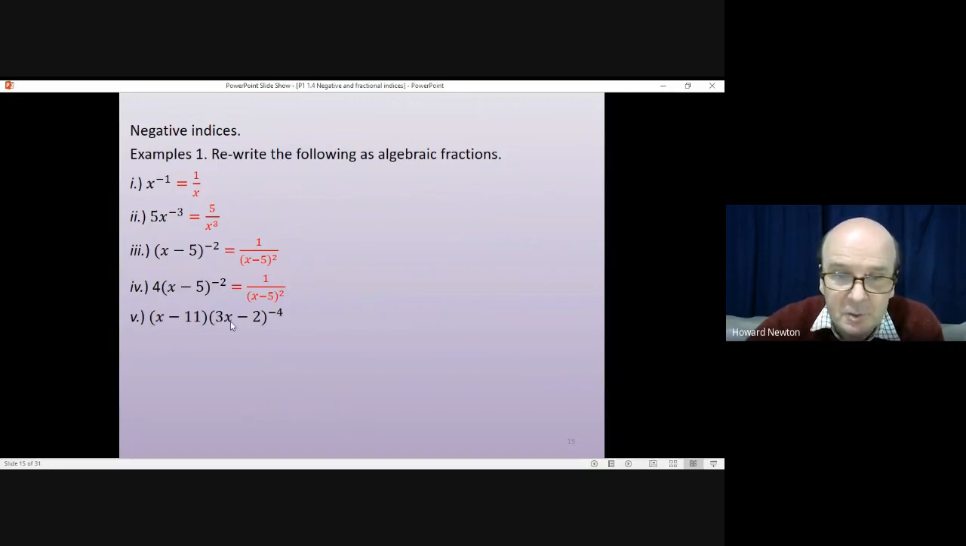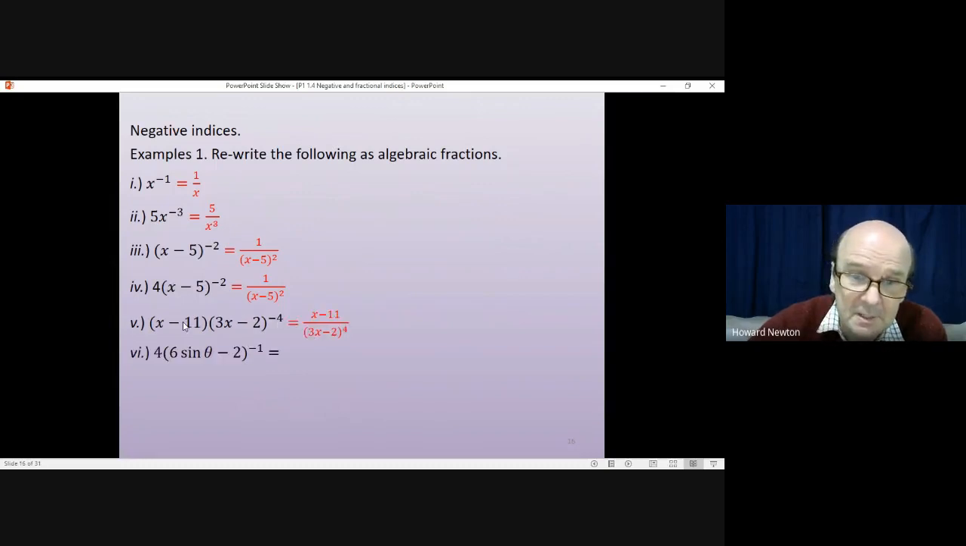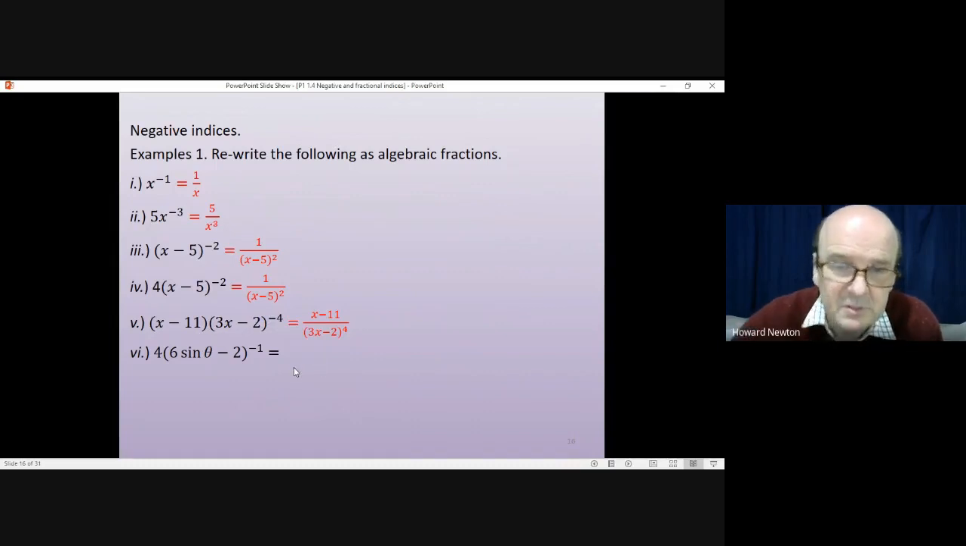Question 5, you've got 2 brackets. The second bracket has minus 4 applied to it. The first bracket has nothing applied to it. So the first bracket will just stay on top. It's the second bracket that goes down to the bottom because of the minus and becomes 3x minus 2 to the power of 4.